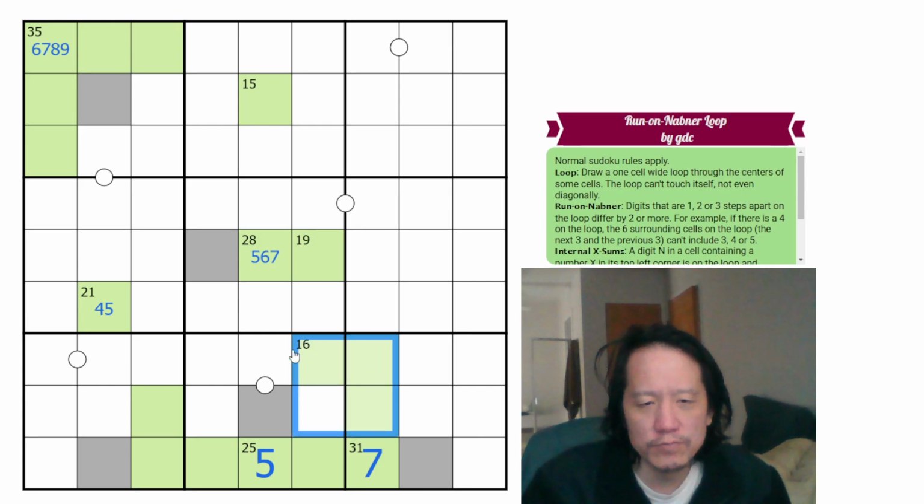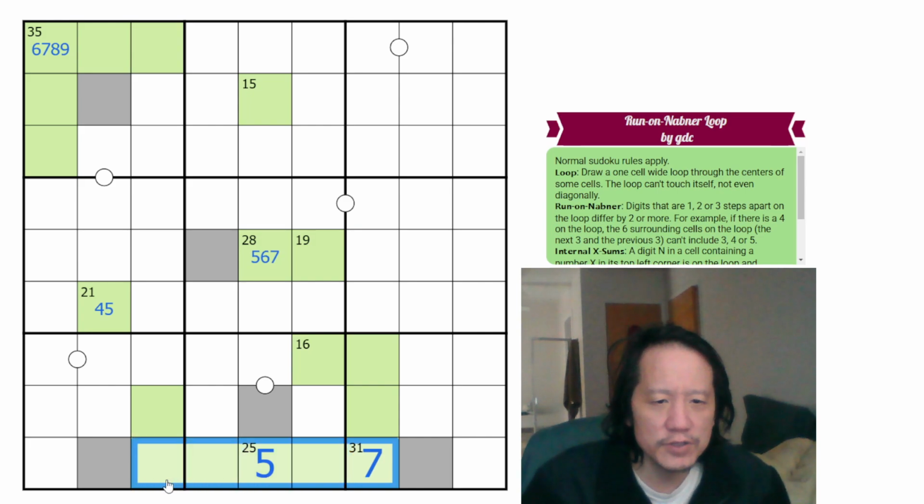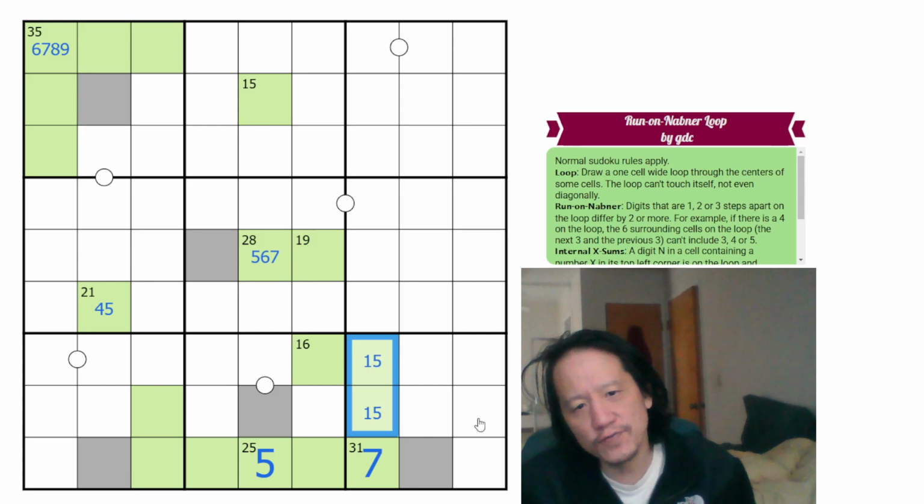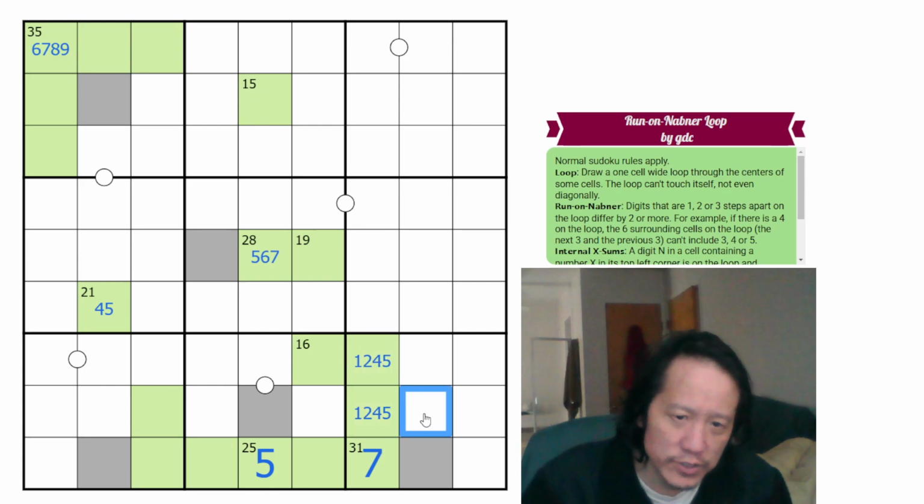And remember, we're assuming the loop has to be orthogonally connected. Otherwise, it doesn't really make sense. So this cannot be 6 or 8. This is 7. We know these 5 add up to 25. So these 2 must add up to 6. So therefore, this is either 1, 5 or 2, 4. We're not sure which.